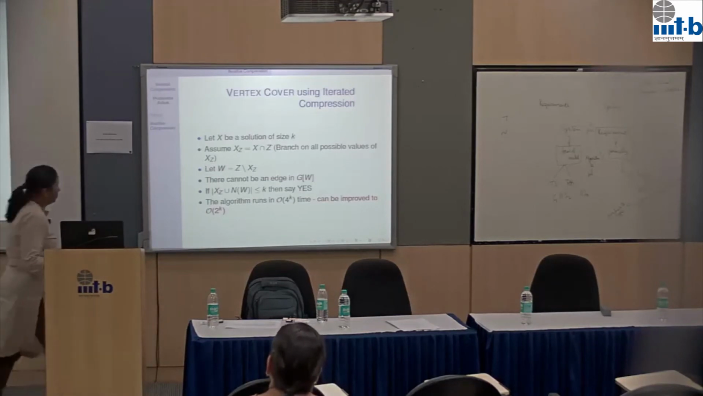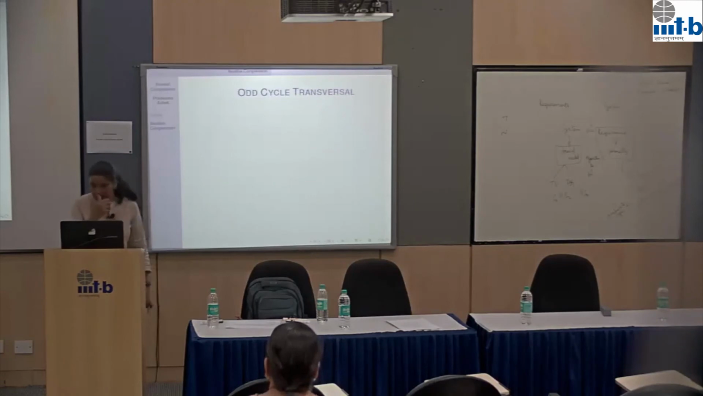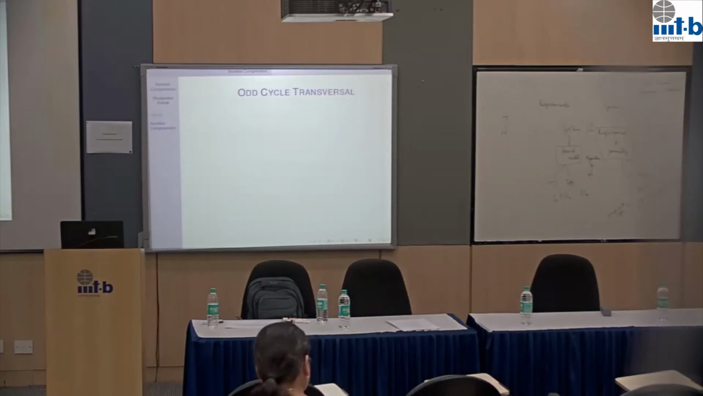So let's see one more example. Odd cycle transversal. Okay, so just to repeat what we did in vertex cover, you start with a small size solution, then take every possible subset of this small size solution and assume that the rest of it is not going to be in your solution. Find a solution which is disjoint from the discarded one. That's it.